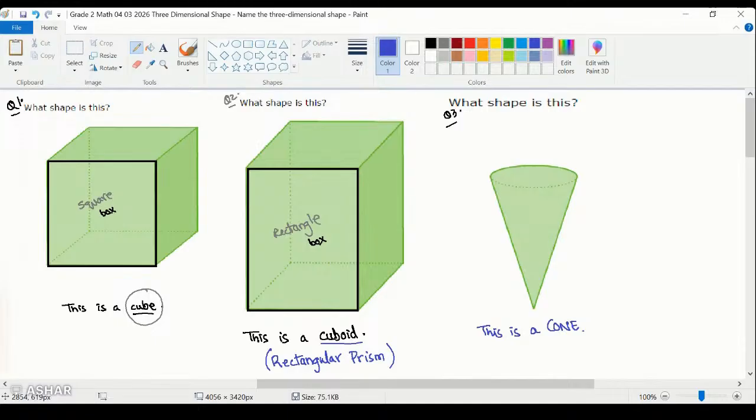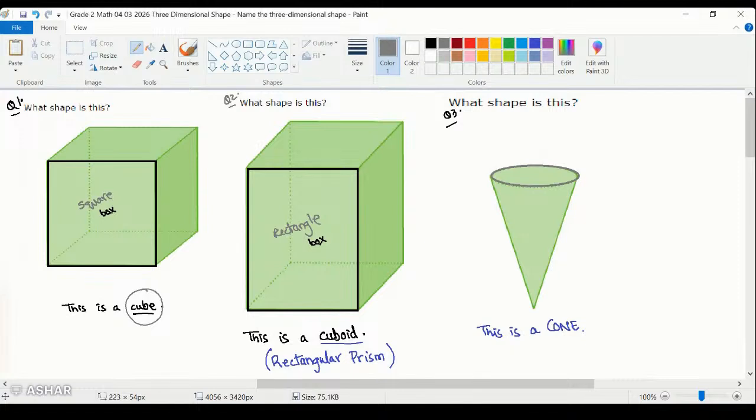Why? Because at the top, we know that there is a circle at the top, right? Do we agree? There is a circle at the top. That's why it's called a cone. Yes, it is like an ice cream cone. That's why I'm using the same term, cone. Thank you, Michael. Perfect. Okay, let's move ahead.